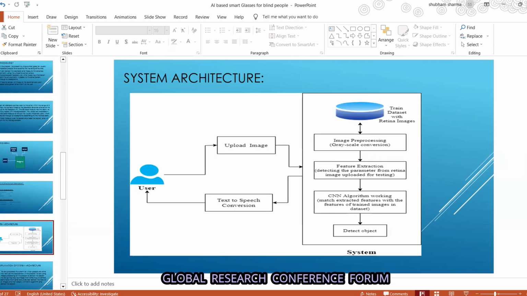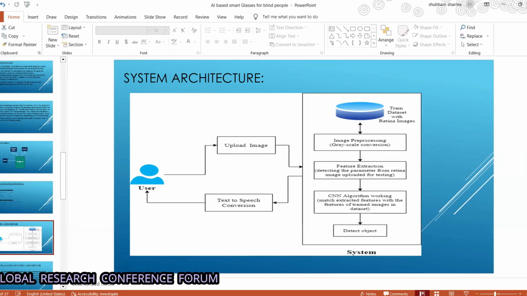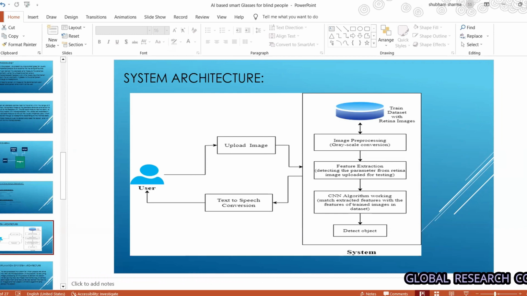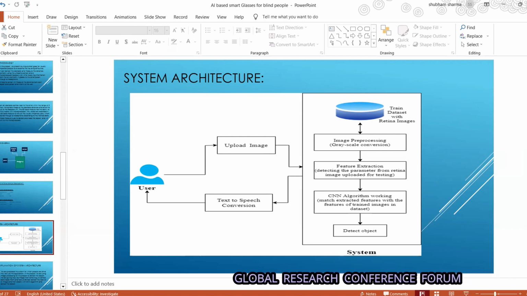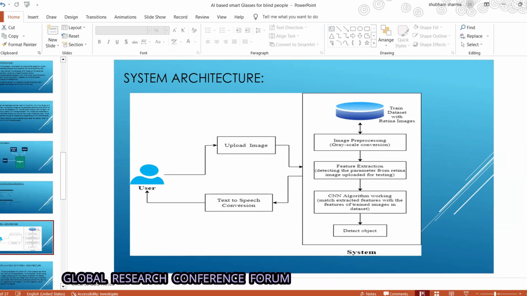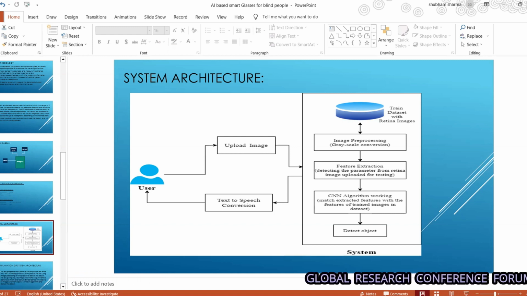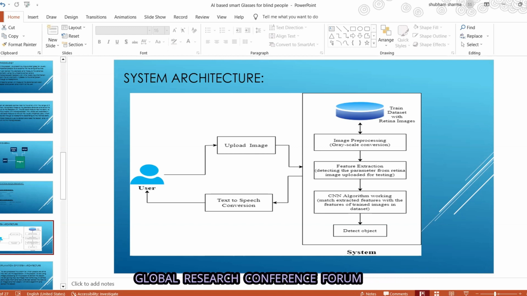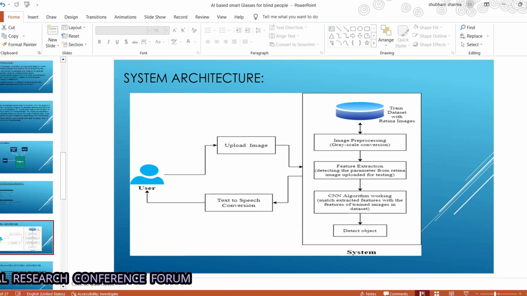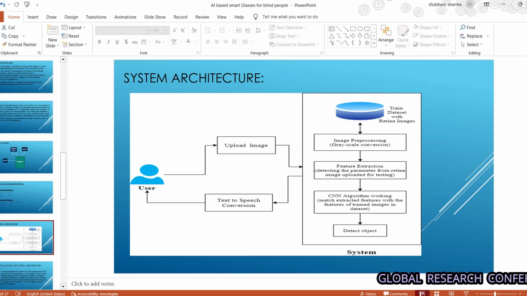This is the system architecture. This is the train data set. This is the user: one part is upload image and text to speech conversion. The train data set contains our training data, which we will save in the system. For blind people, we will train our data for 15 to 20 important things, basic things which will be useful for blind people.